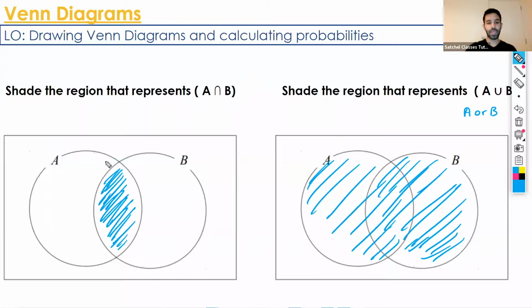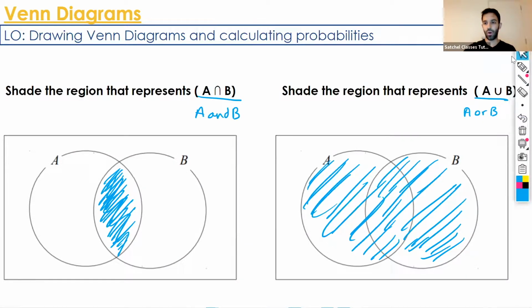A and B means the intersection of A and B. So this is the region where we have A and B. All of A and all of B is A or B. So make sure you understand and know the difference between the two types of notation that we have. So this is intersection, this is union. All right, and moving on.